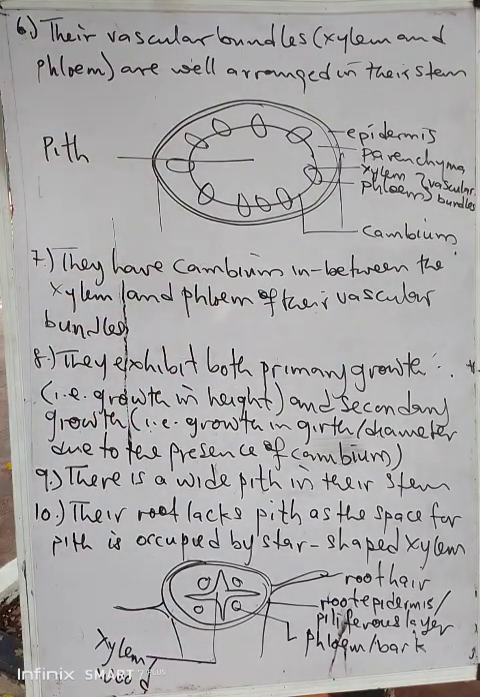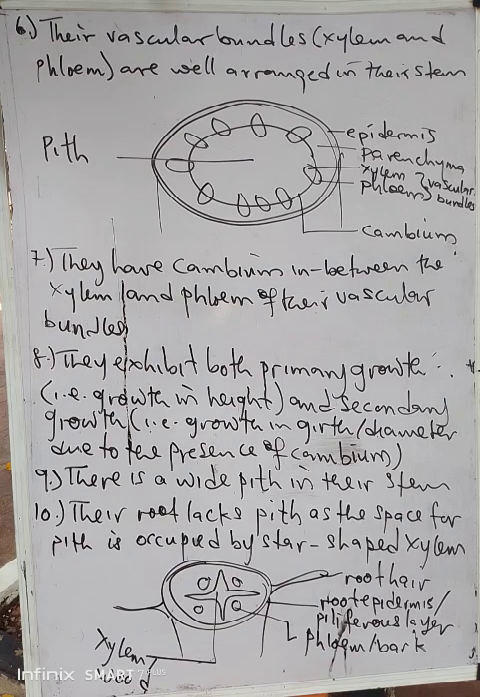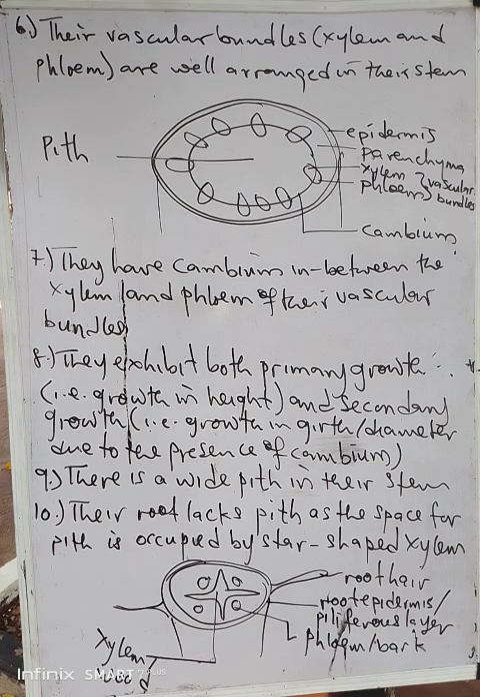So there is no pith. One thing you will see is that in monocot, in the stem, there is no pith because the vascular bundles are scattered. But in dicot, there is a pith because the vascular bundles are well arranged in the stem. But in the root of monocot, the vascular bundles are well arranged with a wide pith. But in dicot, the root lacks pith because of the presence of star-shaped xylem tissue.